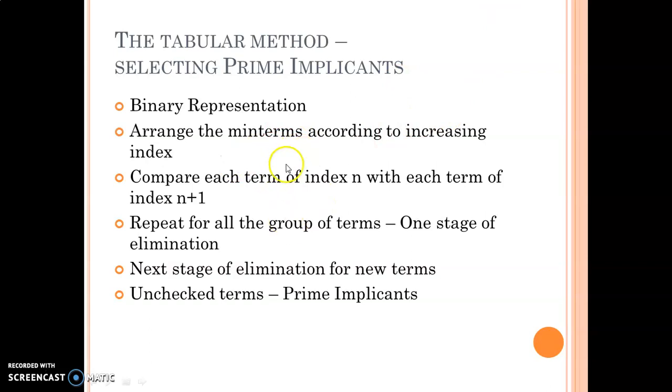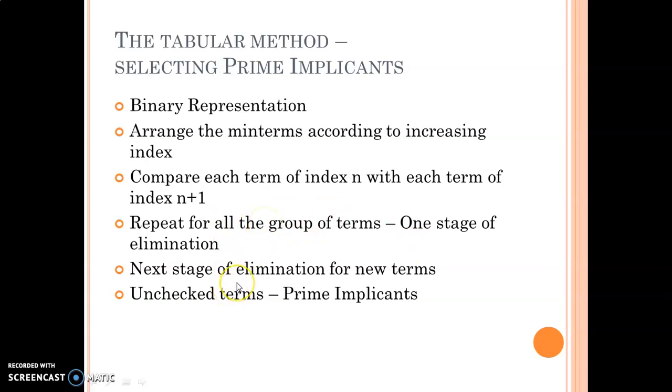And each term in the group should be compared with the successive group. So each term should be compared with all the members of the successive group, and from this matched pairs should be formed. So in the third step, matched pairs should be formed when they differ only in 1 bit position. The same process is repeated for all groups of terms. Thus one stage of elimination is completed.